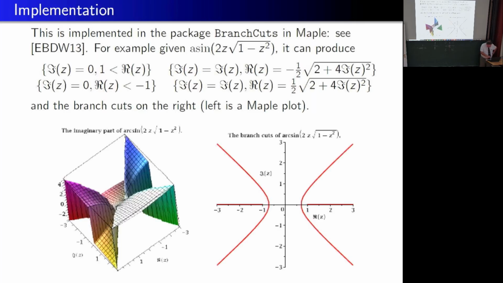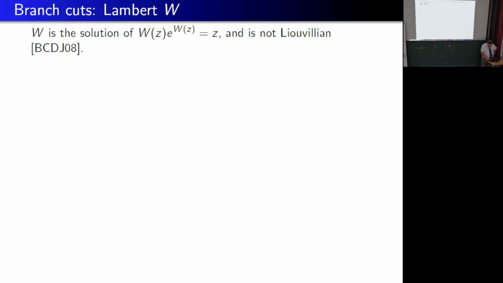Okay. Now I did say that a nice little list of branch cuts of elementary functions gave us a false sense of simplicity. One of the simplest non-elementary functions is the Lambert W function, which is the solution of W e^W equals Z. It's provably not elementary or definable by integrals or anything else. It's a genuinely new function. You can't write it in terms of things you already know about.